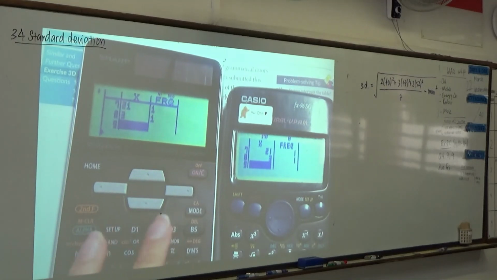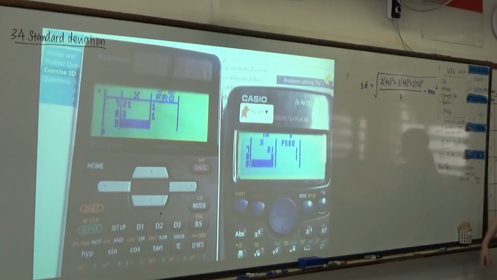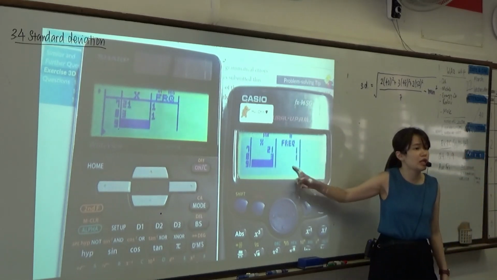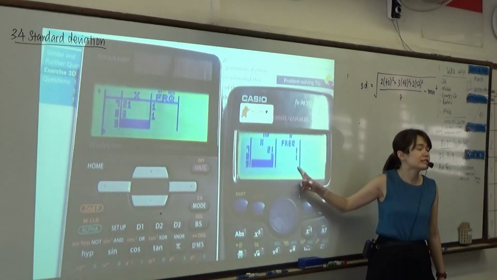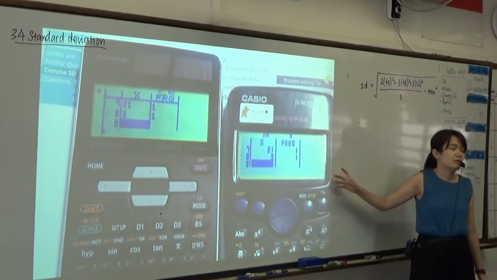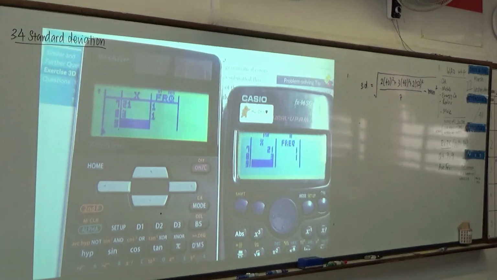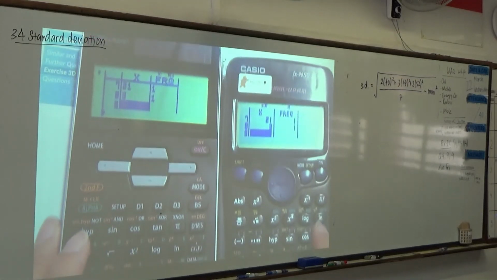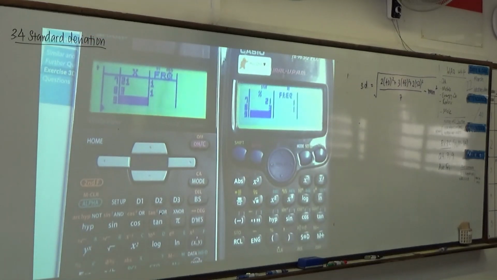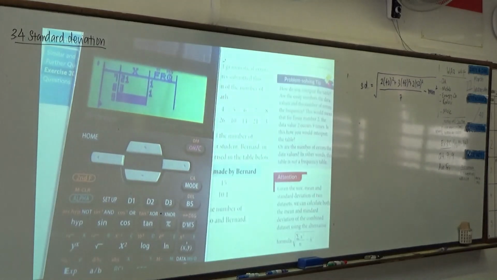In this particular question, we know that the frequency is 1, so no need to go and change the frequency value. Just keep it to the default 1. Calculators ready? Now, sorry, sometimes having to use 2 calculators, I will forget.